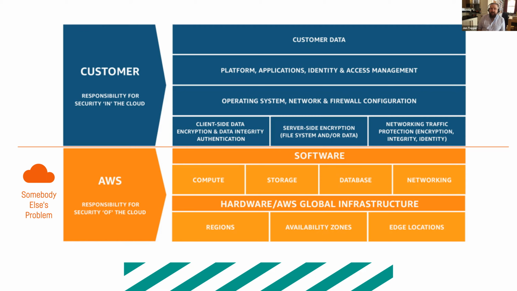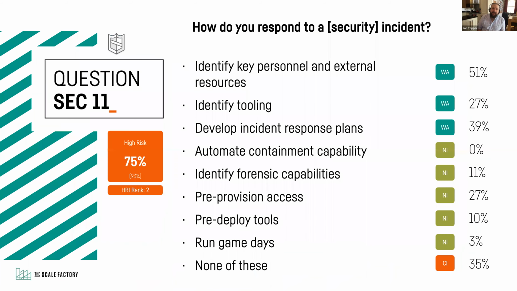In terms of our review findings, this is the 11th question from the security pillar, which asks how do you respond to a security incident. 75% of the 200 workloads that we reviewed had a high risk in this issue, which is to say that those workloads, or the teams running those workloads, do not have an adequate mechanism to respond to security incidents. You can see that if you look at the right hand side, then the percentages of the number of those who tick those boxes.